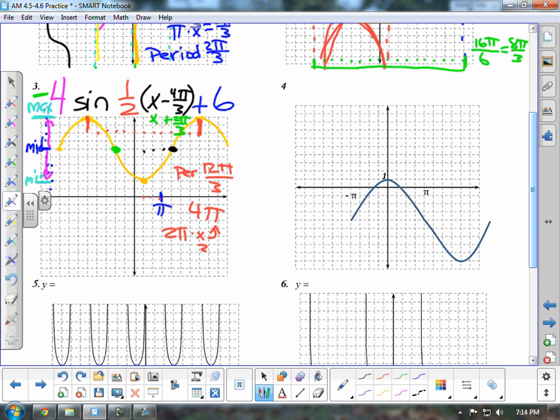If you wanted to go with cosine and use this point, because it starts at its maximum, then you would say 4 cosine 1/2, and then x, and this is 1, 2, 3, 4, 5, so plus 5 pi over 3, and then plus 6. Or you could use this point right here and turn this into, let's go with this point, negative 4 cosine 1/2, and then that is x minus pi over 3 plus 6. Moving on to our next one.